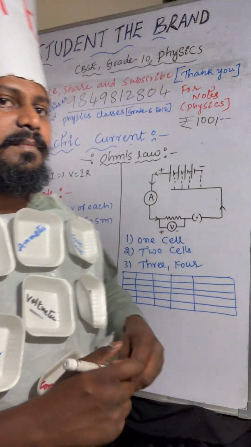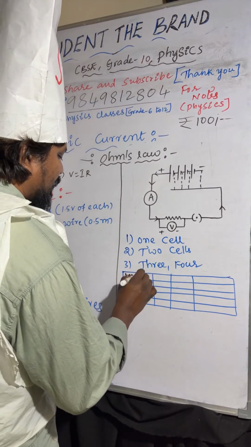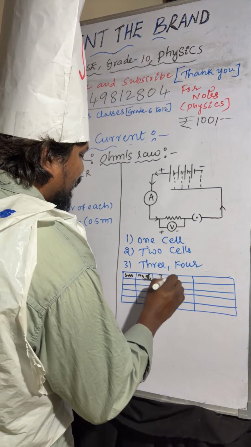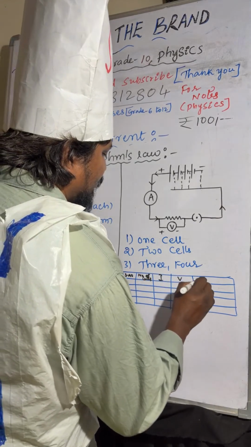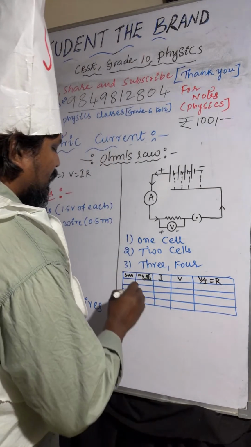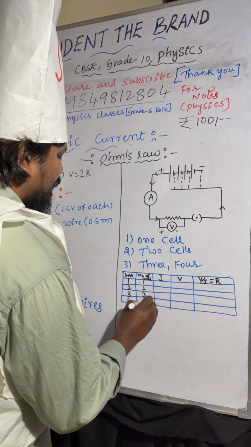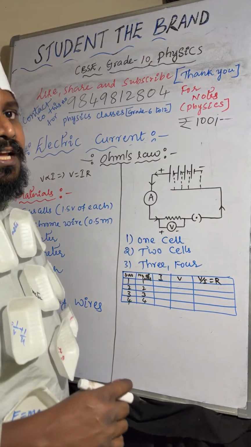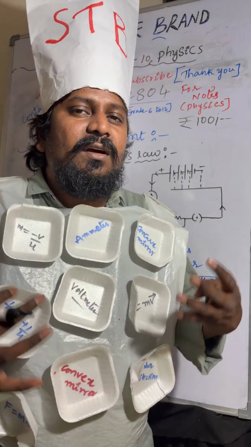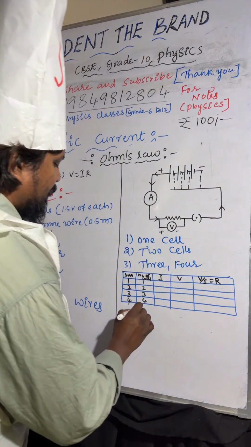Okay, so now you can observe here. Serial number, number of cells, ammeter reading is current reading, voltmeter reading is potential difference, V by I equal to R, constant R. So 1, 2, 3, 4. Ohm's law gives the definition of resistance.